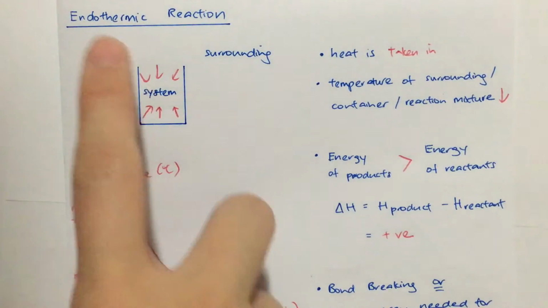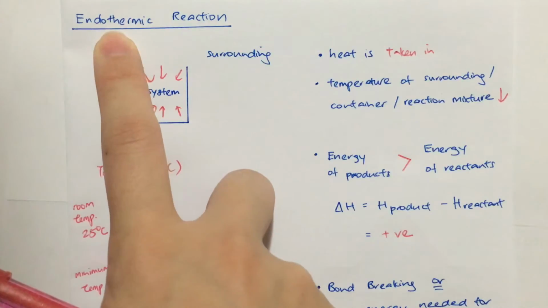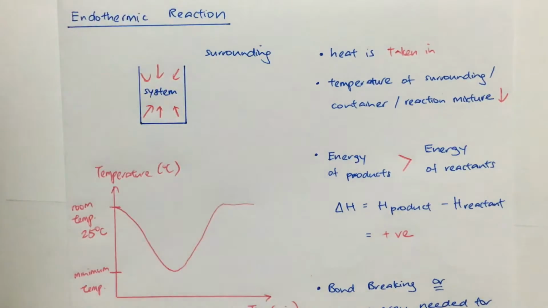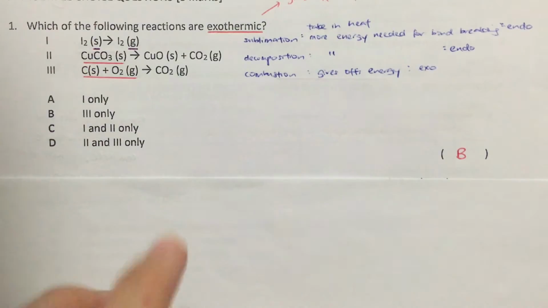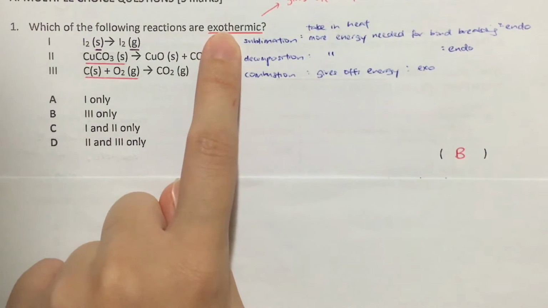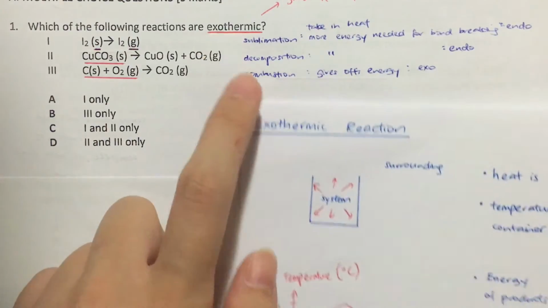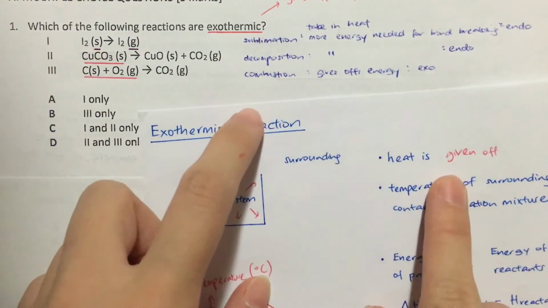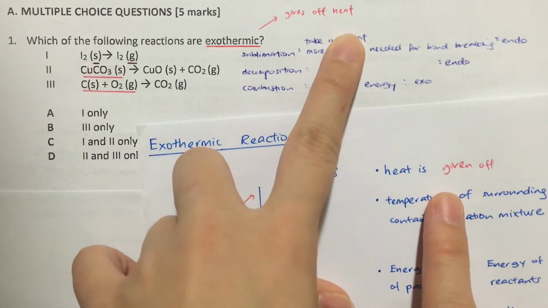How do you remember endothermic reaction? Endo sounds like enter, so you can think of the heat entering the system. Okay, so this question is asking which of the following reactions are exothermic. So first of all, we recall that exothermic means heat is given off. So we write that it gives off heat. Okay, then now we take a look at each one.